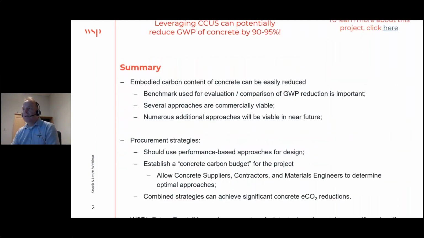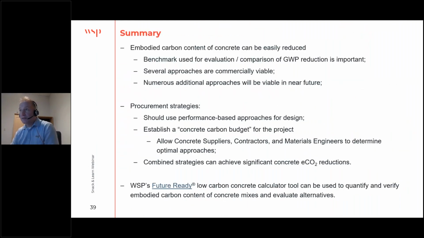Quick summary: embodied carbon content of concrete can easily be reduced. We just need to be mindful of the benchmark that's used for evaluation and comparison of the GWP. It's very important. Wherever the benchmark is, that's the number that we're using for measurement of how much reduction we have achieved. And there's going to be several approaches that are available in the future, and there's quite a number of them that are already available now.